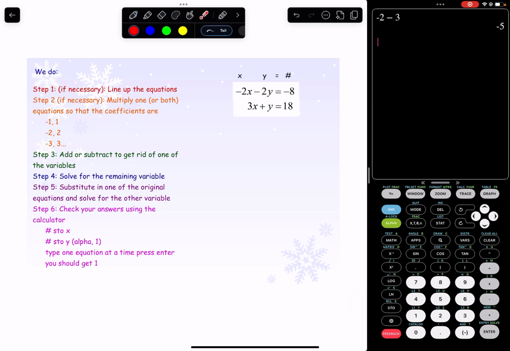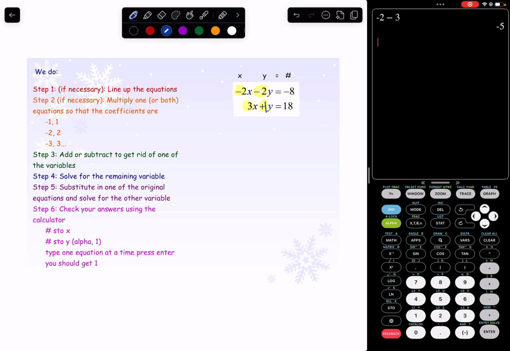Step 1, make sure our equations are lined up. I have x's, y's, an equal sign, and a number. Perfect, the equations are lined up. Now we have to look at the coefficients. I have -2 and 3 for the x coefficients, and -2 and 1 for the y coefficients. I'm going to write a 1 there.